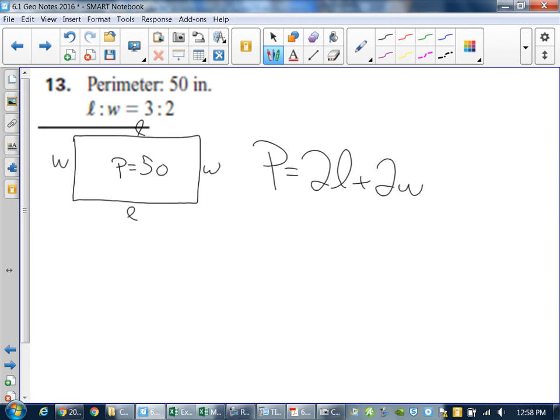Well, in this case, it's telling us the ratios of the sides is 3 times some multiplier, and the other one is 2 times some multiplier. So what do you think I'm going to put in for length and width? 2x and 3x. So what we do is we fill in the blanks. 50 is twice the 3x plus twice the 2x. It's similar to what we did with the angles, but just a little different.